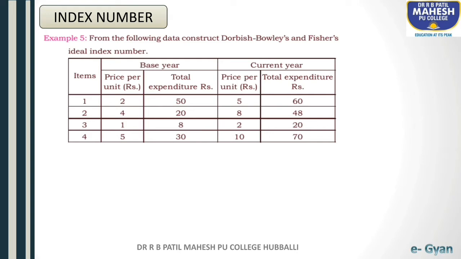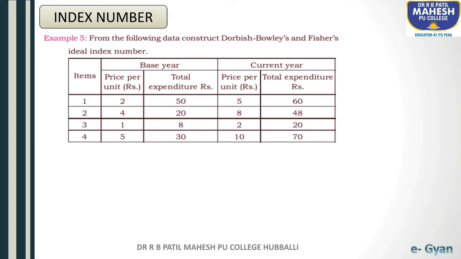Okay students, from the following data construct Drobish-Bowley and Fisher's ideal index number. The first column gives items, then base year price, then expenditure, then current year price, then total expenditure. Before solving the question, first you need to understand what is given and what you have to find out. In this question we have to find Drobish-Bowley and Fisher's index number.